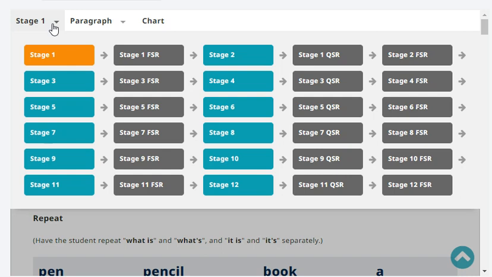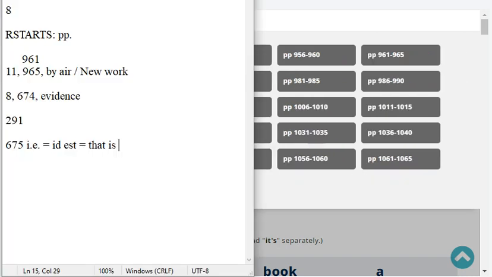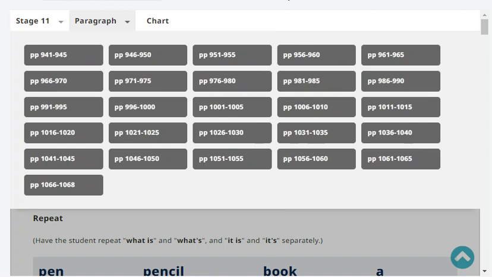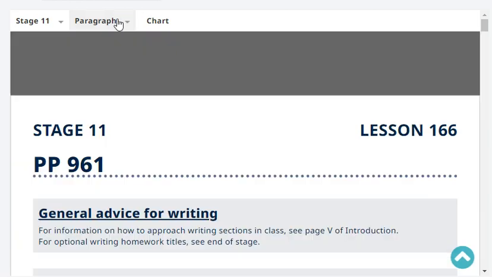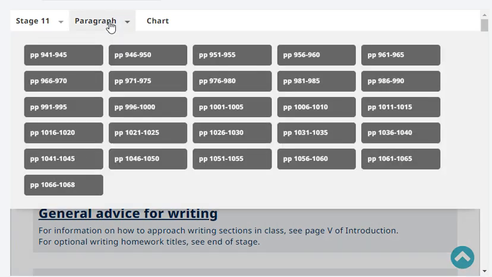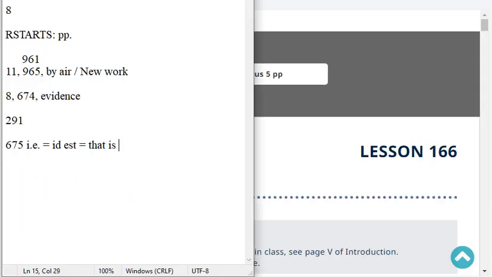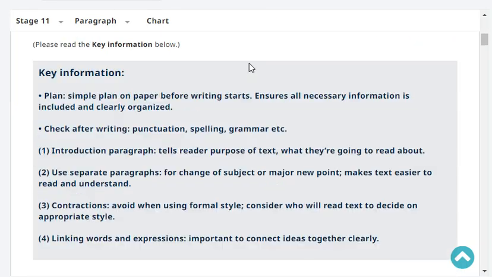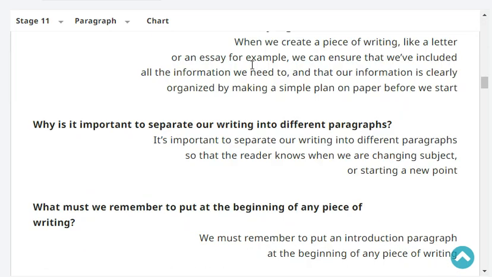Still at stage 11, and our paragraph page is 965. There we go. And our last headword was by ear, new word type of lesson. Okay, let's start with revision, general writing. Here we go.